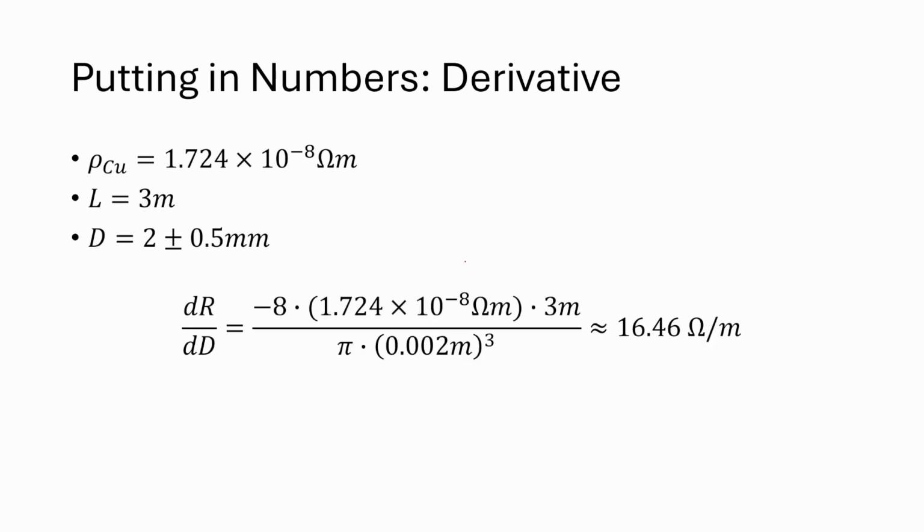And now we plug in those numbers. So we put the values into our derivative that was calculated on the previous slide, do some multiplication and division. This is what pops out. This is the rate of change of the resistance if the diameter is estimated a little bit high or a little bit too low.